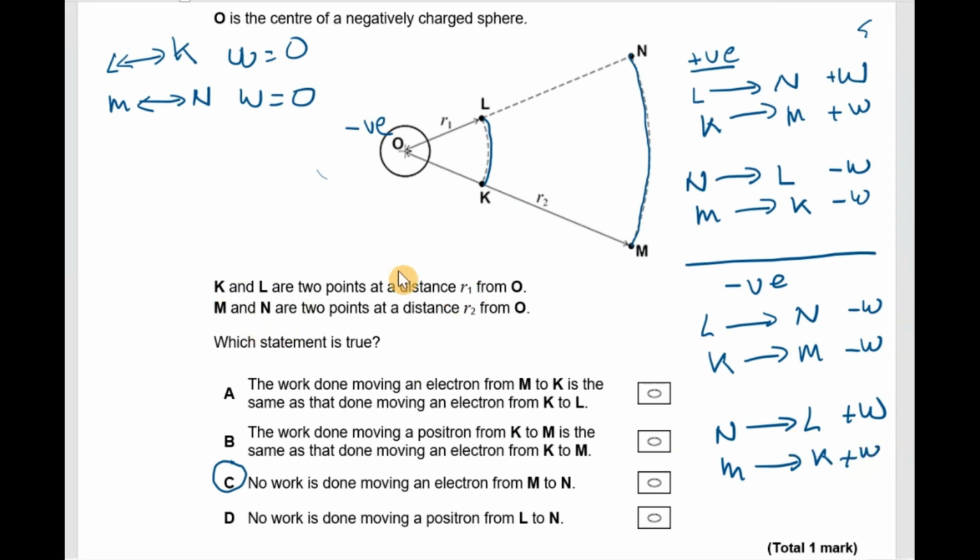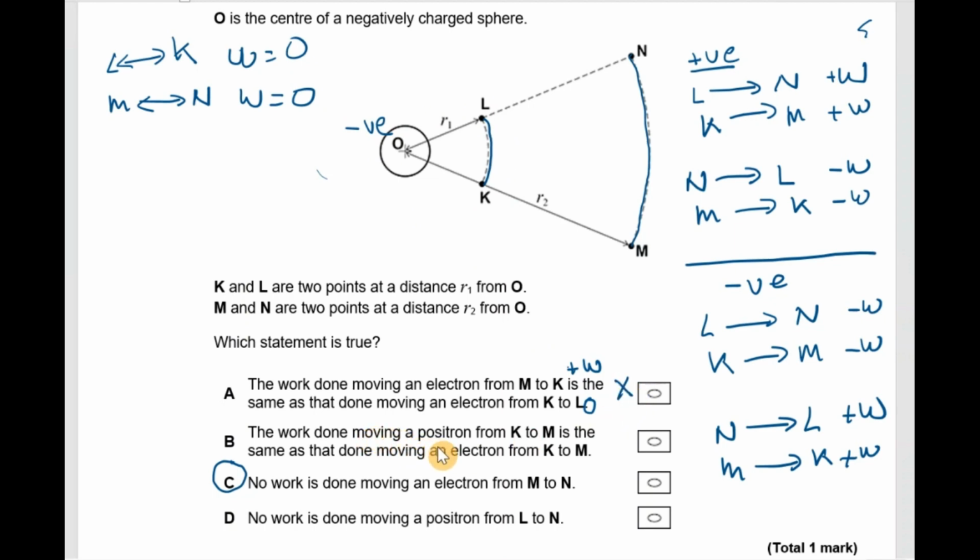So let's look at these options now. Which statements are true? The work done moving an electron, so a negative charge, from N to K is the same as that done moving an electron from K to L. Well, if I move my negative charge from N to K, I will need to do positive work. And if I move it from K to L, no work needs to be done because that's on the lines of equipotential. So that's not true.